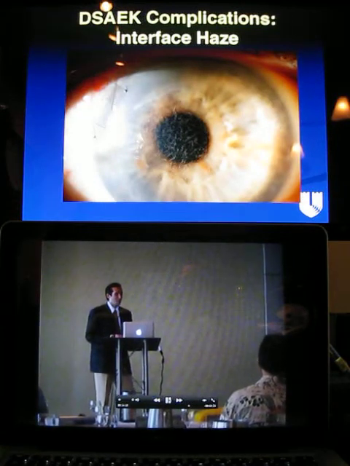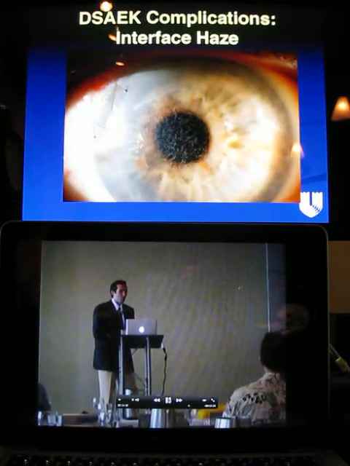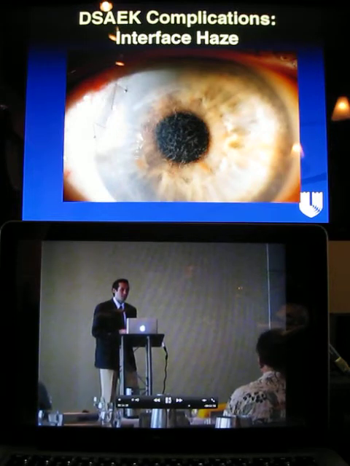Other complications include interface haze, as is seen here. We're not quite sure why this occurs. Maybe there's some chatter from the microkeratome plate.